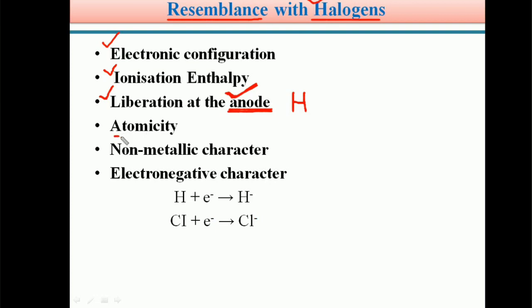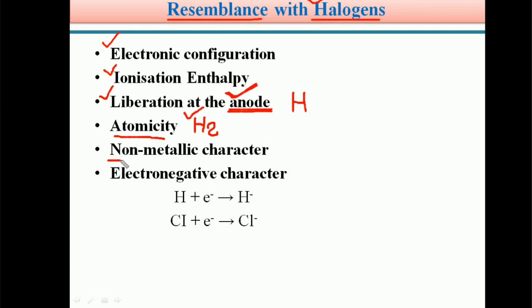Next one is atomicity. Students, hydrogen exists as a diatomic molecule, for example H2. We know halogens exist as diatomic molecules: F2, Cl2, Br2, I2. So like halogens, hydrogen is a diatomic molecule.